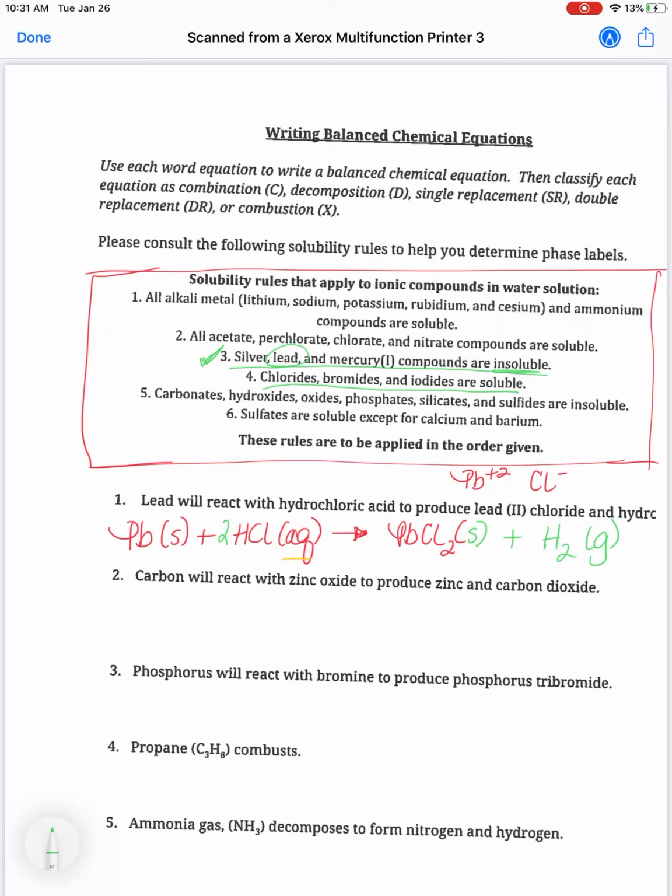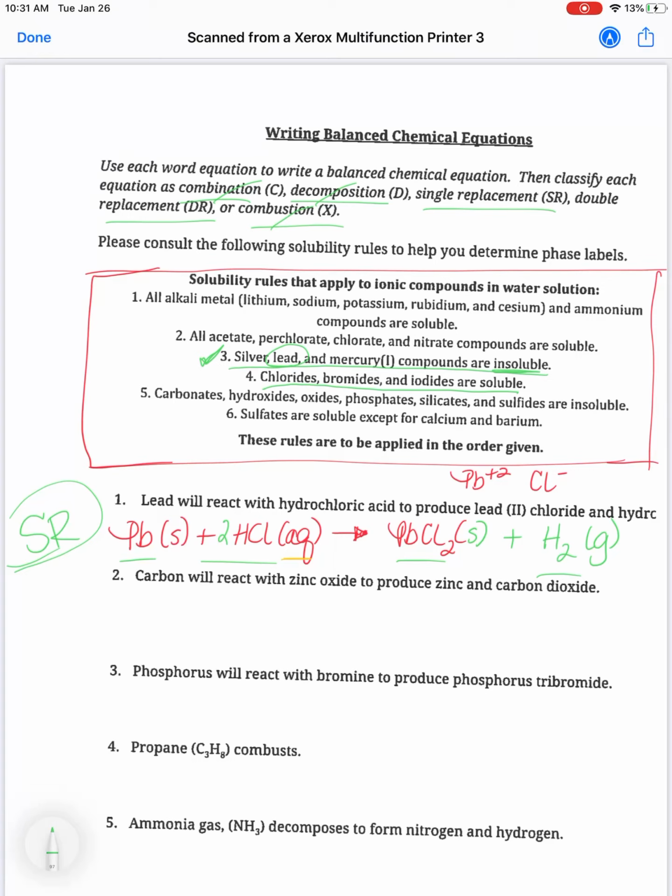And as I go through my reaction types, combination, decomposition, single replacement, double replacement, or combustion, definitely can't be combustion because it doesn't make CO2 and water vapor. Can't be decomposition because it's not starting with one thing and breaking down. Can't be combination because it's not taking two things and forming one. This is another single replacement because you're starting with an element reacting with the compound to make a compound plus an element.